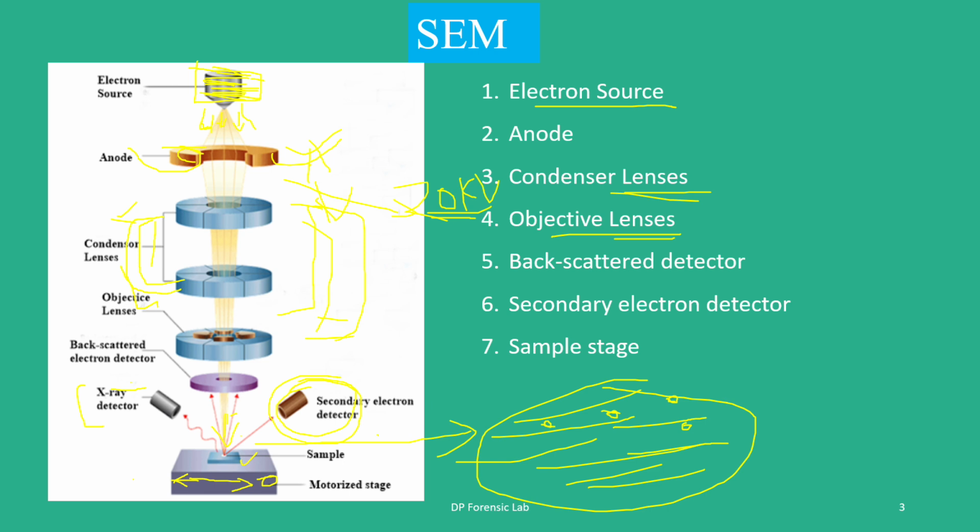So two types of analysis are done by the scanning electron microscope. Number one, elemental analysis, which means using the X-ray detector. And the second is topical analysis, the surface structure. This uses secondary electrons or backscattered electrons, which form the image.